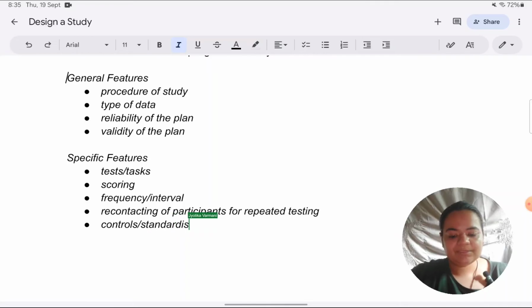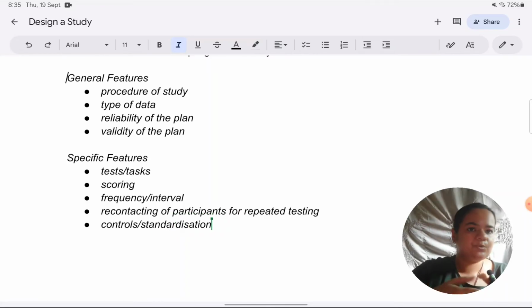Anyways, many students have a similar definition of controls and standardization. They don't really distinguish between the two. This is something I've addressed in earlier videos. So you just have to cover controls and standardization in that case because for you it's interchangeable.